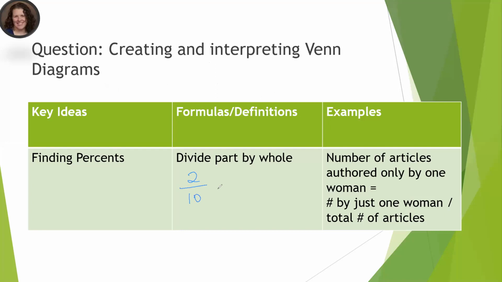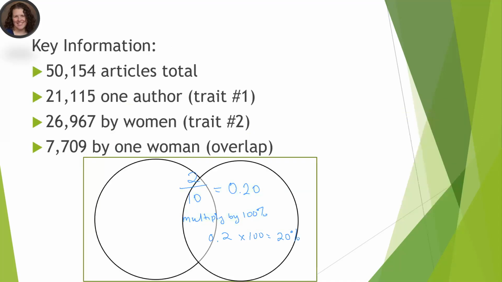And as a reminder, if you have a part divided by a whole, let's say you have 2 parts out of 10, it's going to give you a decimal. But if you want it as a percent, you multiply by 100. So that 0.2 multiplied by 100 gives you 20%. And so that's how you're going to convert your decimal to a percent. So in this situation, we're going to look at those numbers and we're going to pull up our Venn diagram that we just completed and change the numbers to percents.